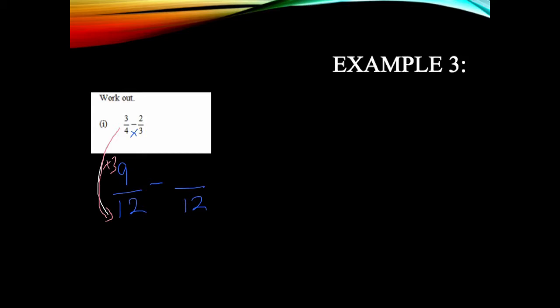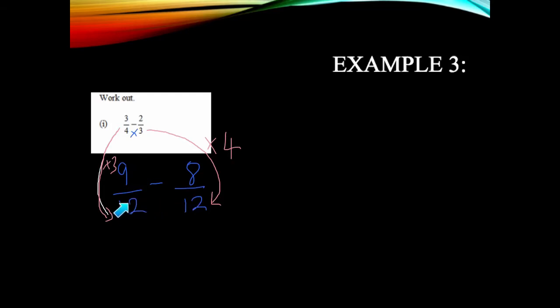Brilliant. What can I times 3 by to get to 12? Well, I can times that by 4. And again, whatever I've done to the bottom, I've got to do to the top. So that's got to be 2 times 4, which is 8. That gives me 9 over 12 and 8 over 12.